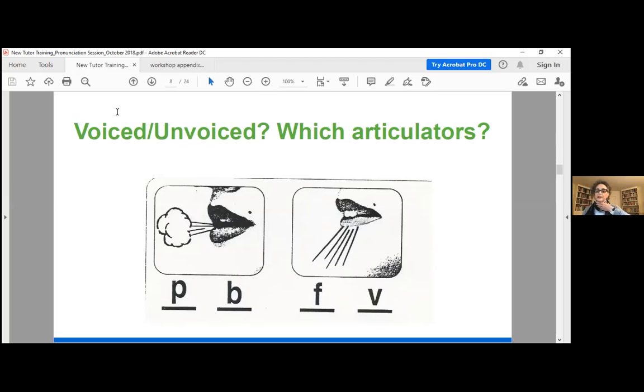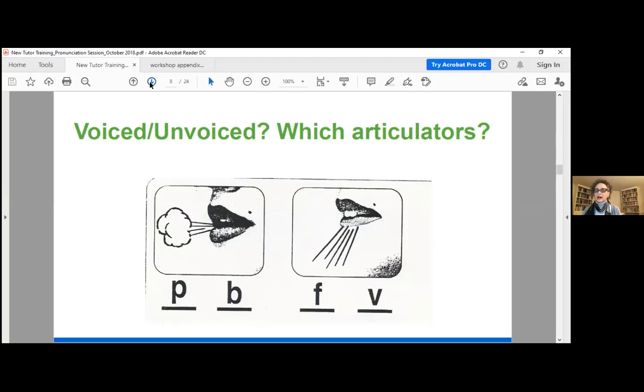The first sound is the letter P, which is P. Its partner is B, B. Which one do you think is the voiced sound? B, right. Okay. The next pair is F and V. F is just the sound it makes. And V is V. V is correct, the voiced sound. Did everybody get that? Okay, great.